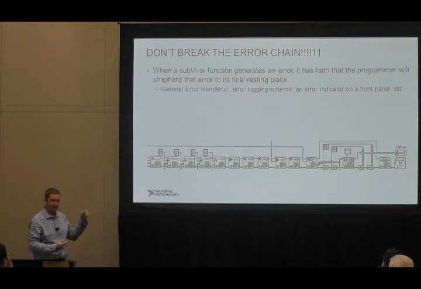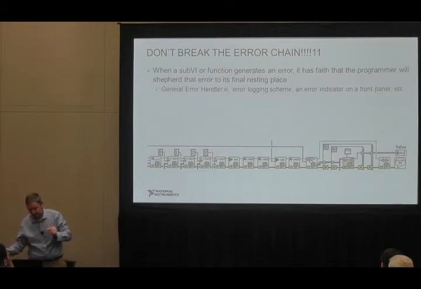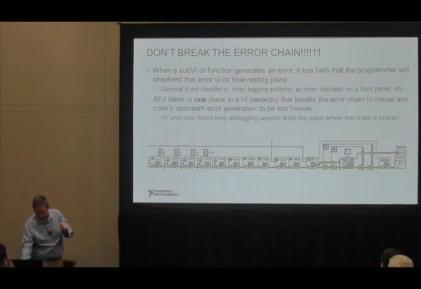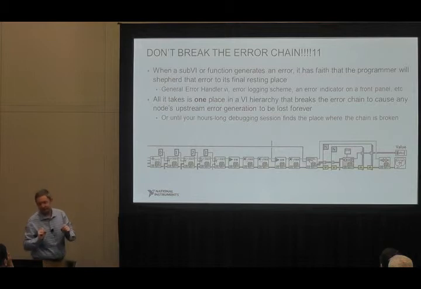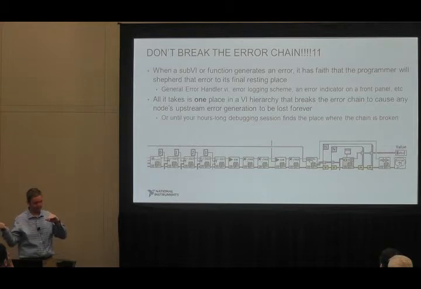What it cares about is that the higher power, which is you, gets that error to its final resting place. Now, all it takes is one place where you, the higher power, break the error chain. One place where an error goes into something and that error does not come out of that thing. That sub-VI's error that it generated is now lost forever.